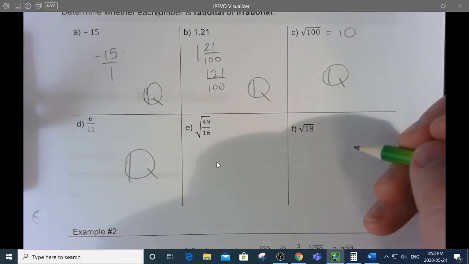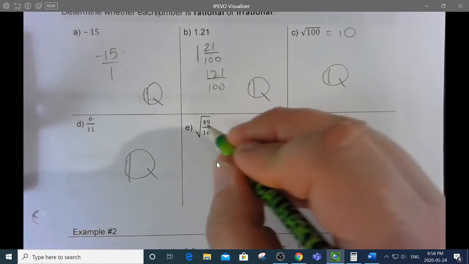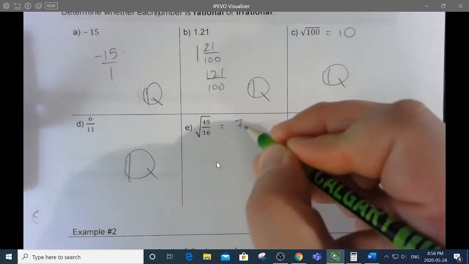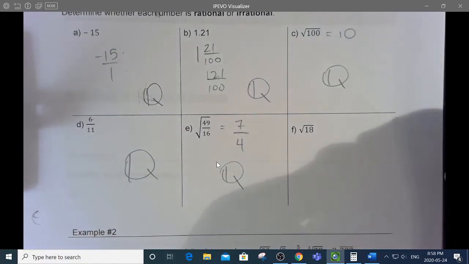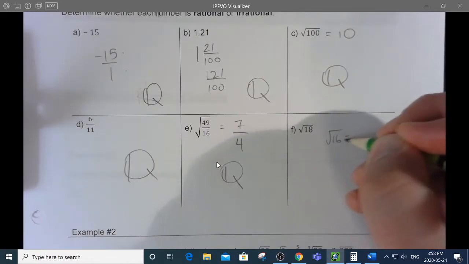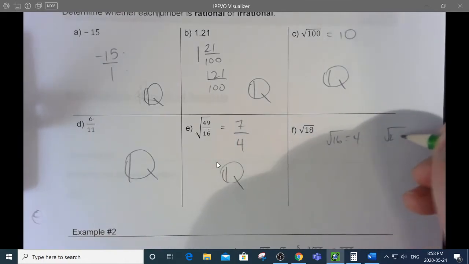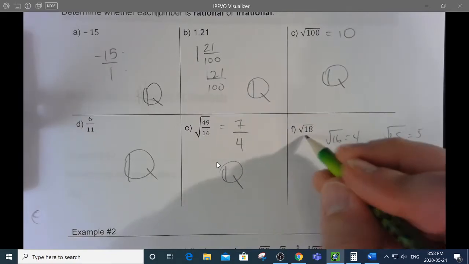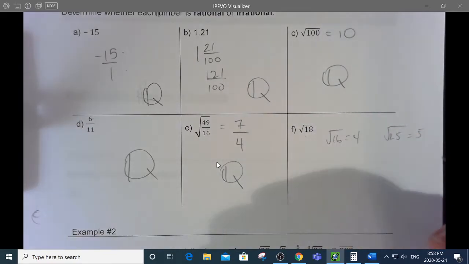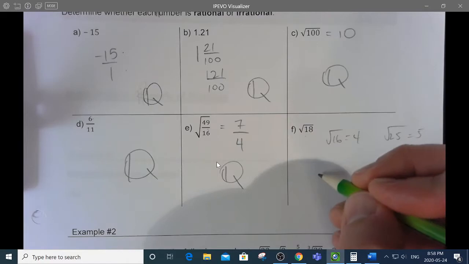49/16. Is that a perfect square? And the answer is yes, it is, because the square root of 49 is 7, and the square root of 16 is 4. So that is definitely rational. Finally, the square root of 18. Well, let's see. Is 18 a perfect square? No. The square root of 16 is 4, and the next perfect square is way up at 25. So that is definitely not a perfect square. So this would be one of those decimals that never ends, never repeats.